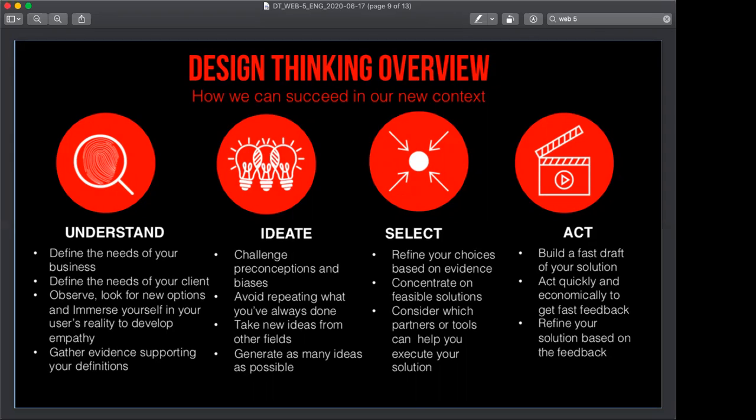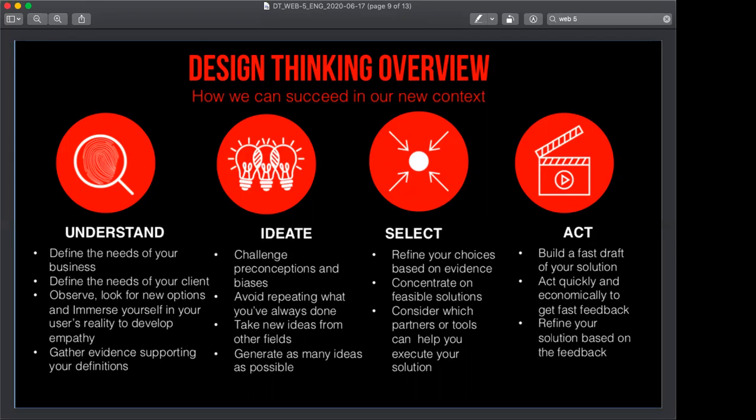The idea in this phase is we generate as many ideas as possible, taking ideas from other fields, applying our strengths in new areas, very expansive. Then we start to narrow things in. We look at our criteria, what our timeline is, what our budget is, what our priorities are, and pick a starting point, and then we act on that.